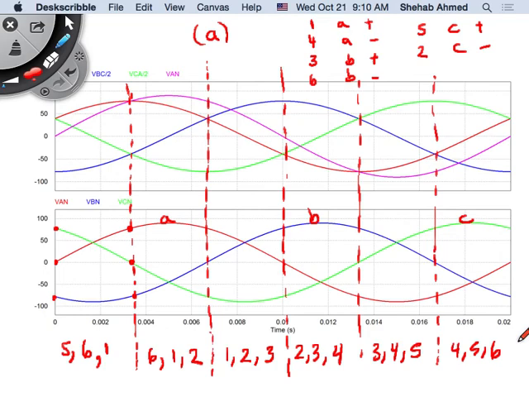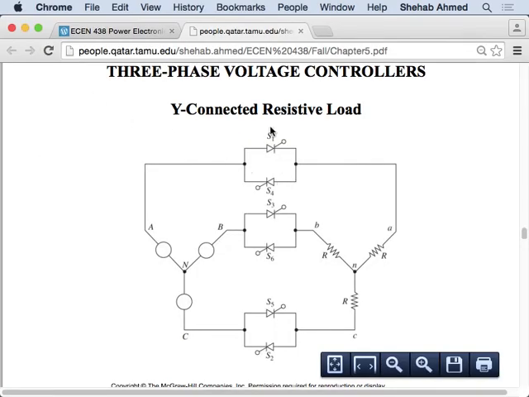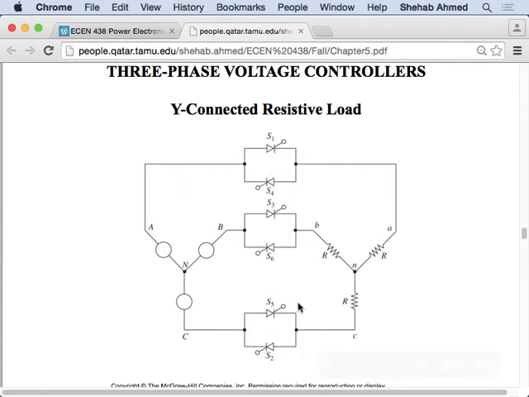Remember, this is the old diodes case. The old diodes case is what? If they're all diodes, it's like pieces of wire. It's like a wire here. Then what's the voltage across phase A? VAN. It's the phase voltage of source A.